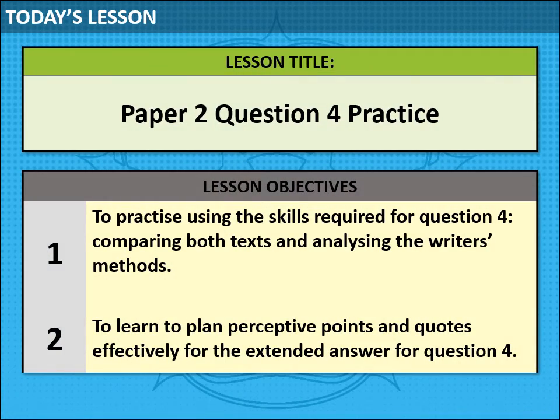Today's lesson objectives are to practice using the skills required for question 4, which is to compare both texts and analyse the writer's methods. And we're also going to learn to plan perceptive points and quotes effectively for the extended answer for question 4.